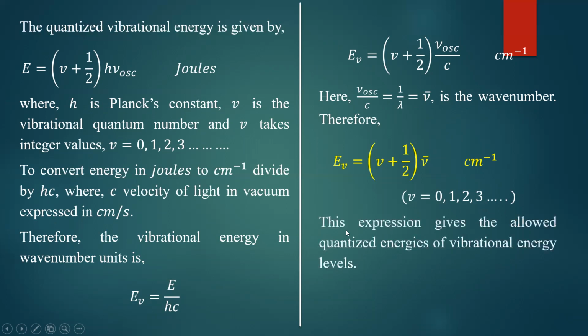So this expression gives the allowed quantized energies of the vibrational energy levels. The vibrational energy of the molecule can be obtained using this expression. Here we can take only integer values. Therefore, the energy of the vibrating molecule is quantized. It can take only discrete values or quantized energy values.